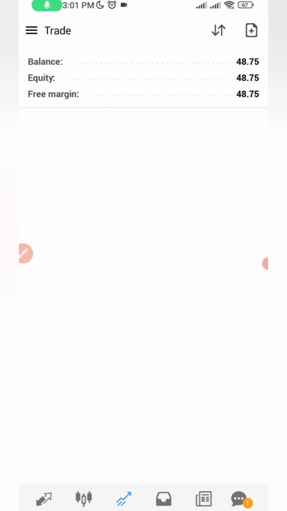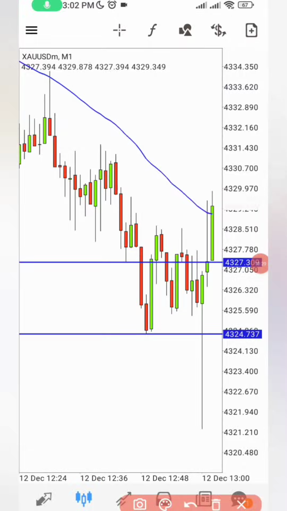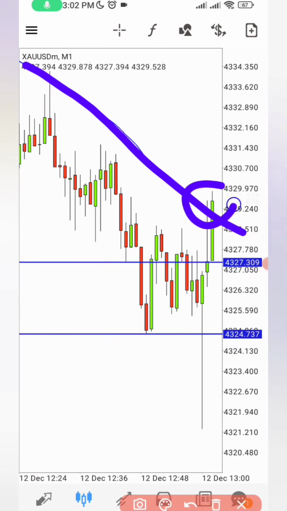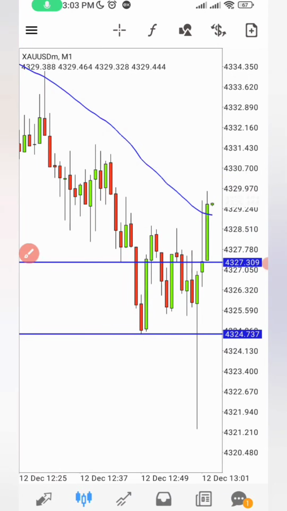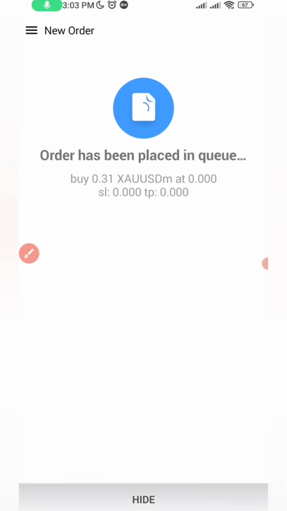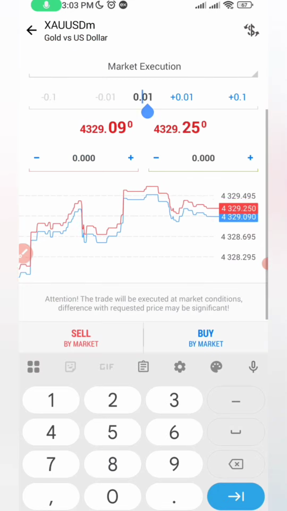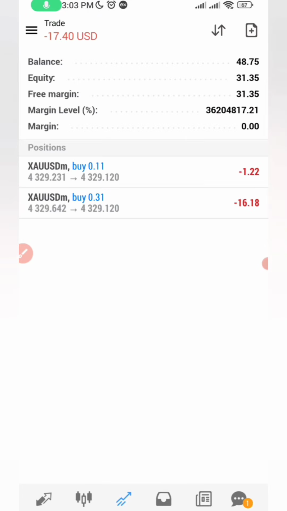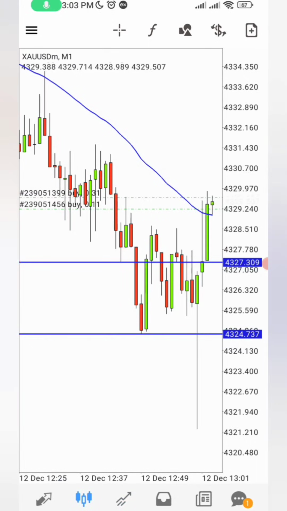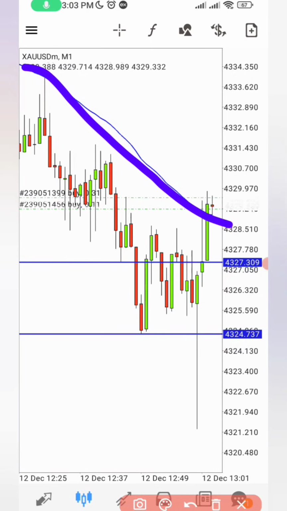So now our balance, we can see, is 48.75. So we're going to be using a bigger lot size than before. Right here we have this viral indicator, and now we have gold. We can see that it just closed above, which is a new direction that we have. So let me put another trade right here. It's very simple. We are seeing a new direction.